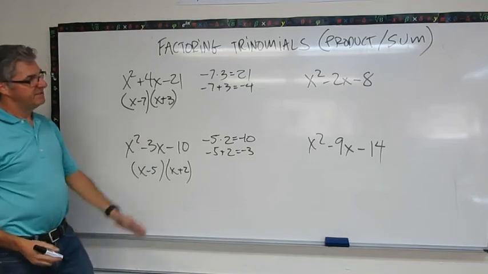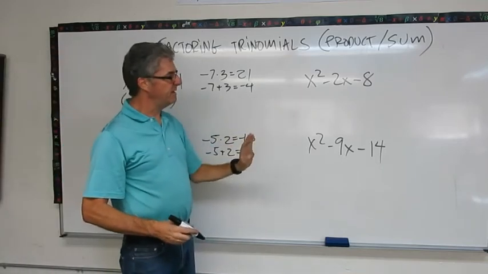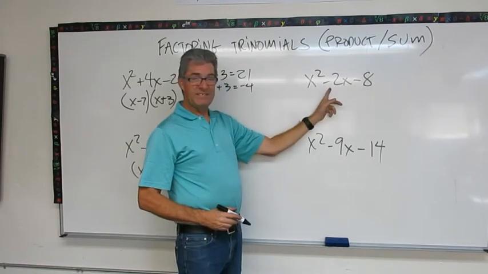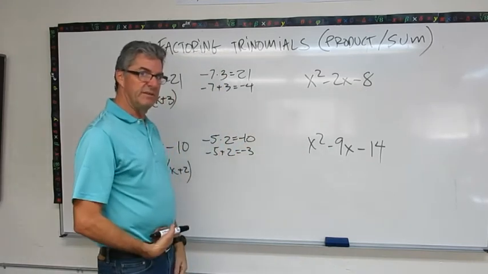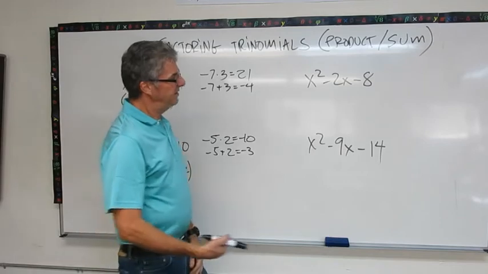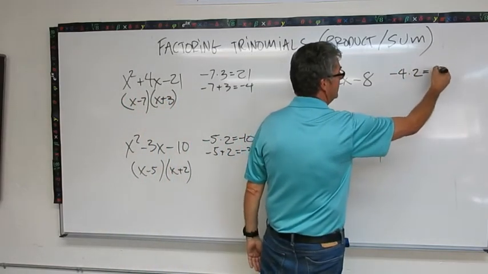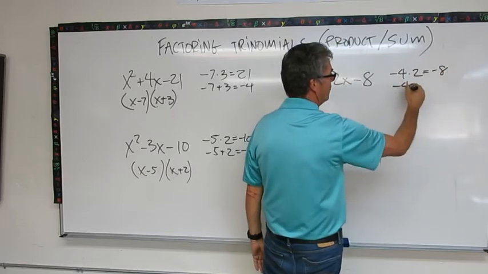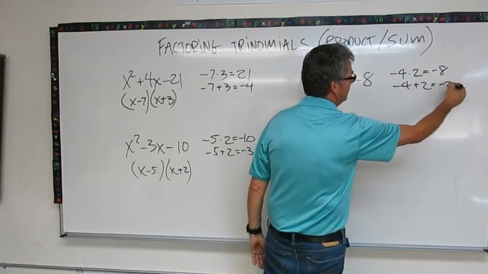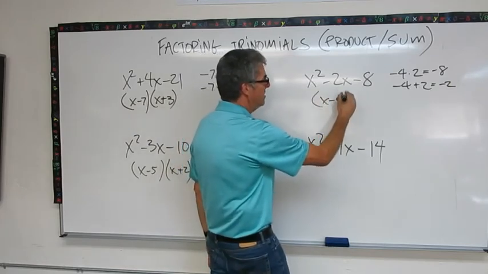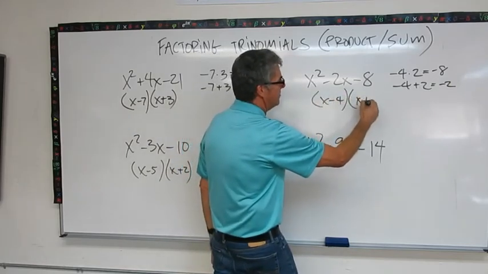Okay? Let's take a look at this one. A little harder, I think, maybe. Two numbers that multiply to -8 that add to -2. What might they be? Here's how that works. -4 times 2 equals -8. -4 plus 2 equals -2. Okay? So this gets us x minus 4 times x plus 2.